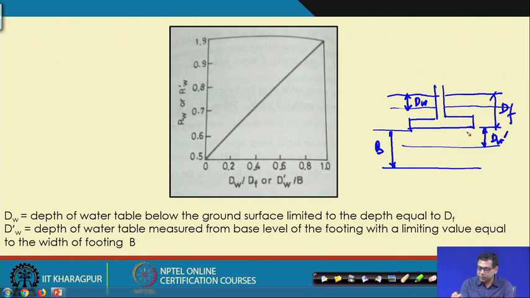So, these are the two values, and then we divide by df and b, and then we get this chart. From there, if it corresponds to dw by df, then it will be rw, and if it corresponds to dw dash by b, then it will be rw dash. So, these two values we will get, and we will put these two values in this equation, and we will get the net ultimate bearing capacity with the help of SPT value.